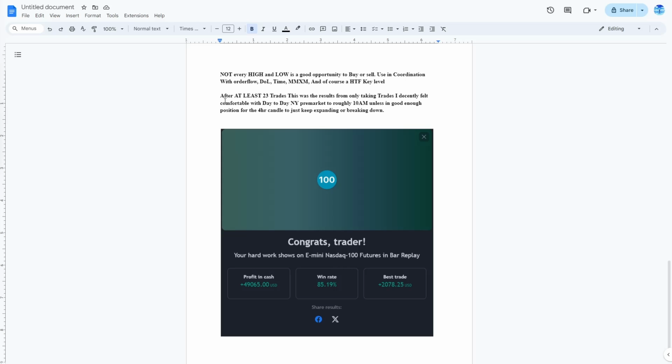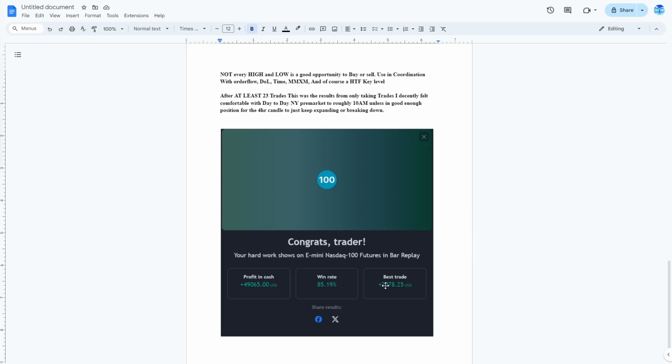Okay, so after at least 23 trades, this was the result of taking trades that I decently felt comfortable with. It was day to day, New York pre-market to roughly 10 a.m. If I was in a good enough position to hold through the 4-hour candle, open, low, high, close, if we were trying to go higher, I would still be able to hold a runner. But most of the time with back testing and just getting out, and how the candles are, I'm just going to get out and not really hold a runner, and just keep in mind where the draw on liquidity is and what the candles are doing, okay?